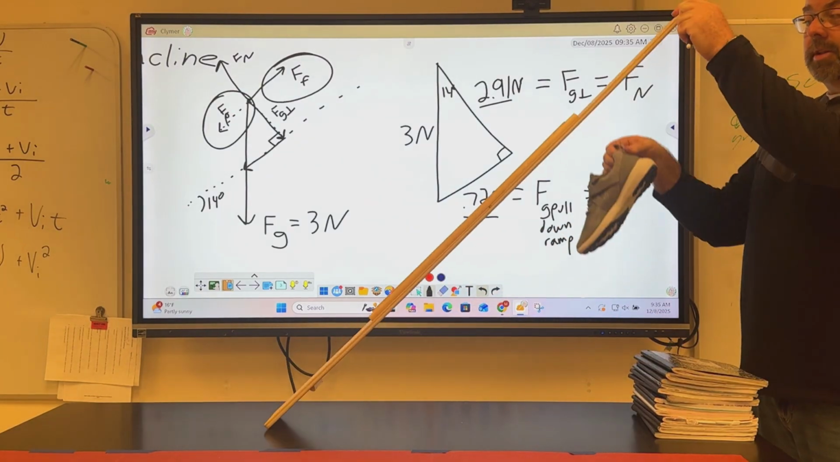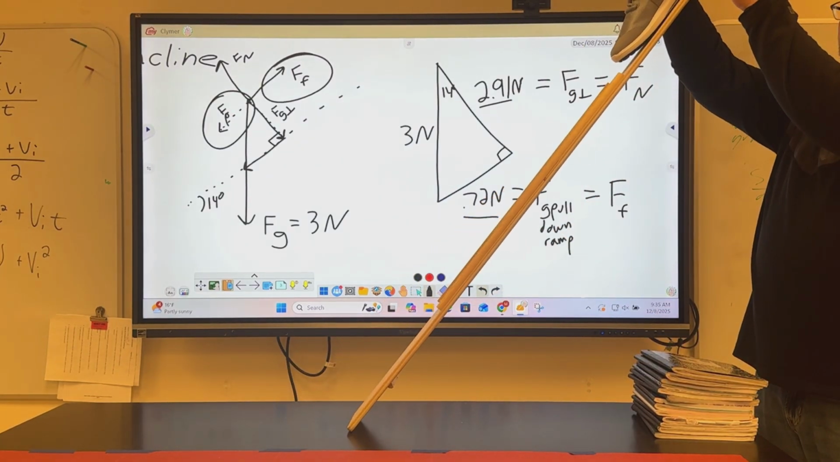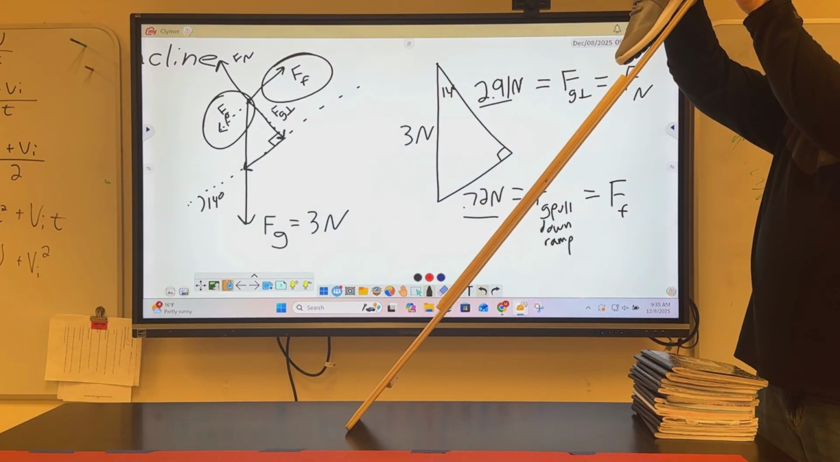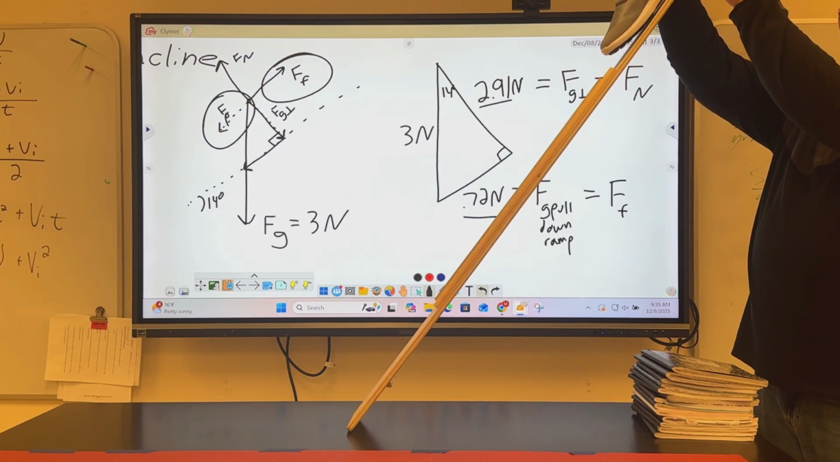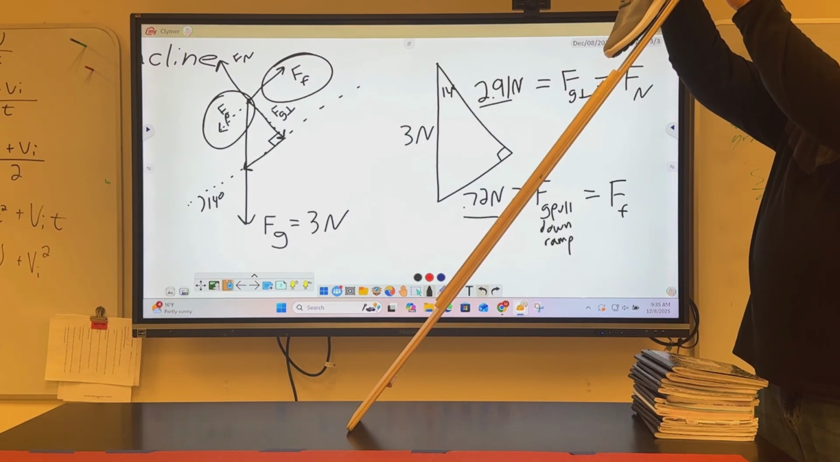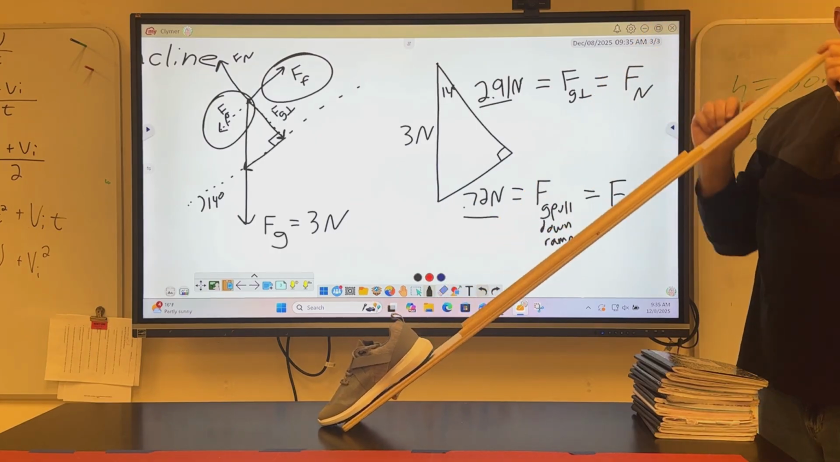I'm going to hold on to the shoe this time. Do you think when I let go of this shoe, the forces will be balanced? Yes, I do. Maybe. If they're not, what's going to happen to our shoe? It's going to accelerate down the hill.